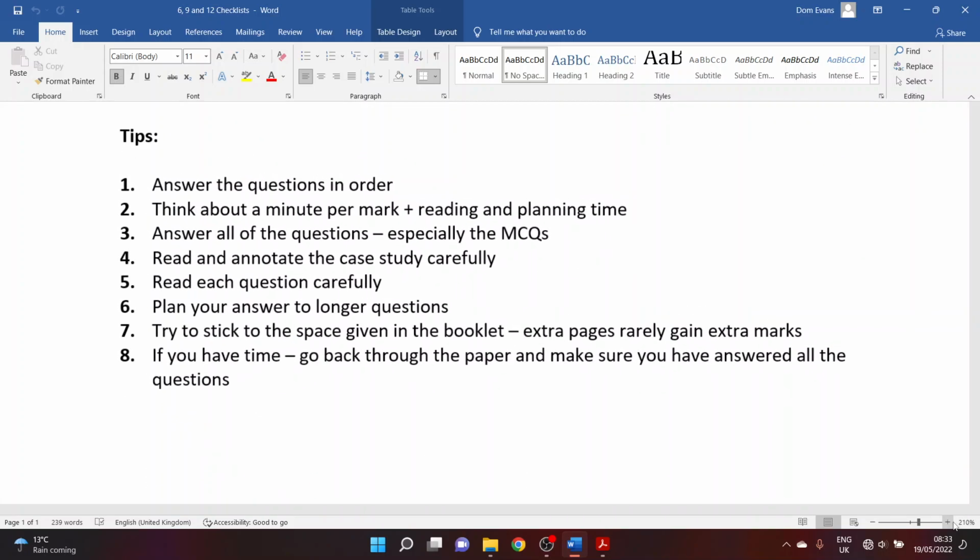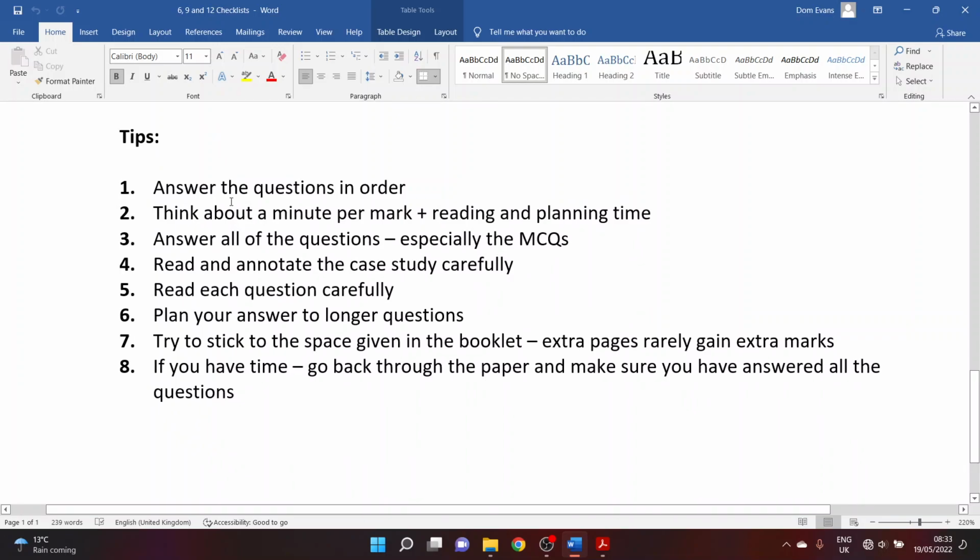So in summary, I recommend you answer the questions in order. Start with section A to get yourself in a business frame of mind. You think about a minute per mark plus reading and planning time. So it's a 90 mark exam. You have an hour and 45 minutes, which is an extra 15 minutes. So you've got like 15 minutes reading and planning time.